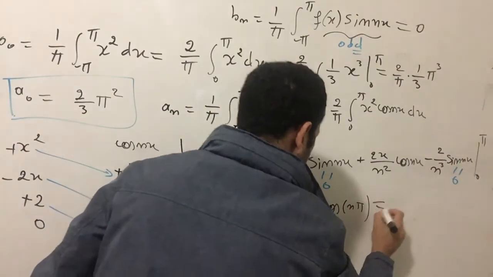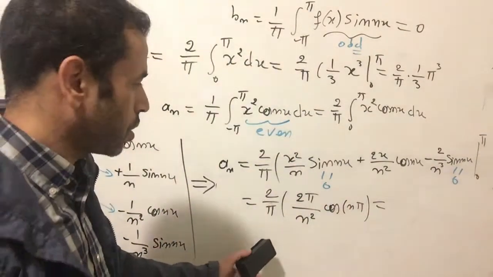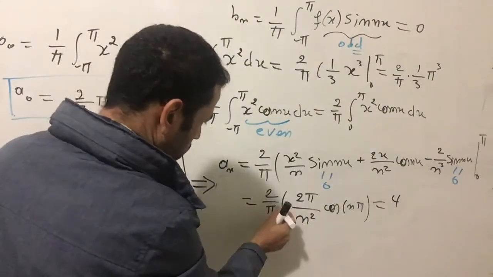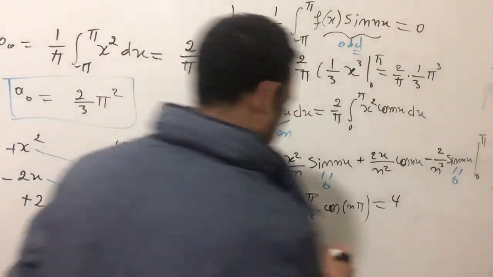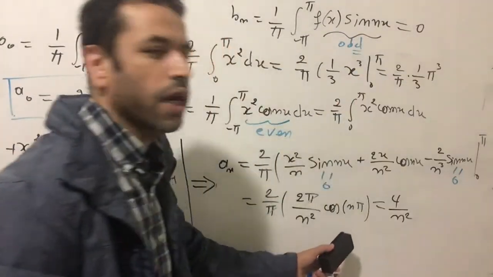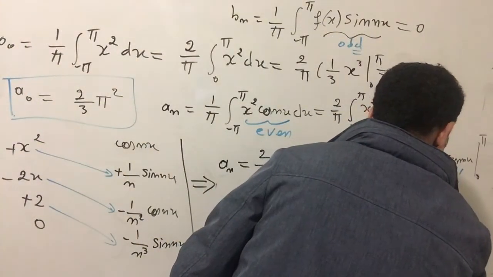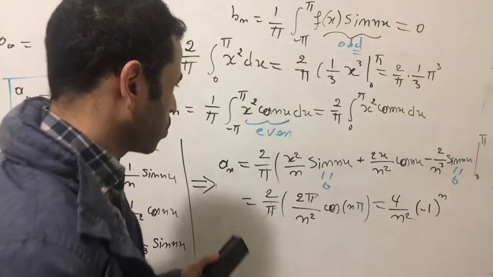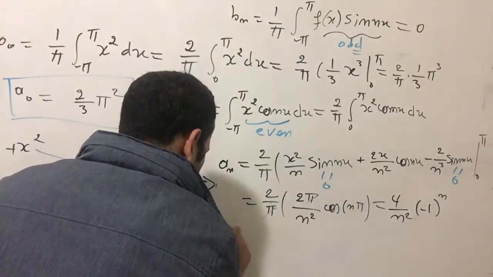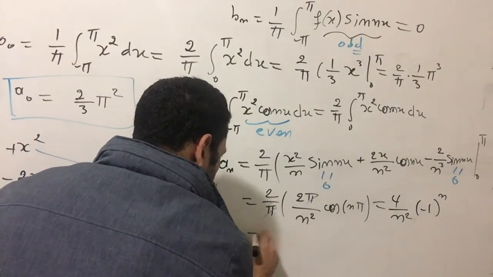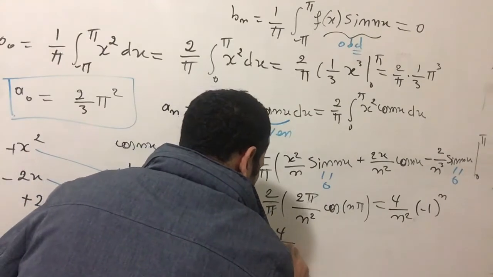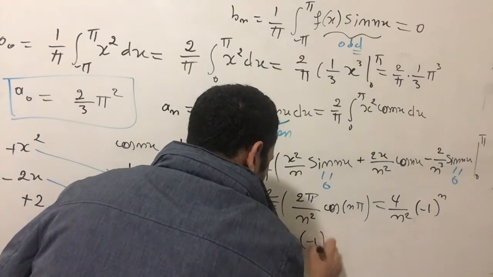Okay? I'm going to simplify this one a little bit. I will have 4. Pi is going with pi. Pi will be cancelled out. So I will have 4 over n squared. Cosine n pi, you can rewrite it in this form, minus 1 to the n. Okay? So this is the a sub n. So a sub n equals 4 over n squared times minus 1 to the n.